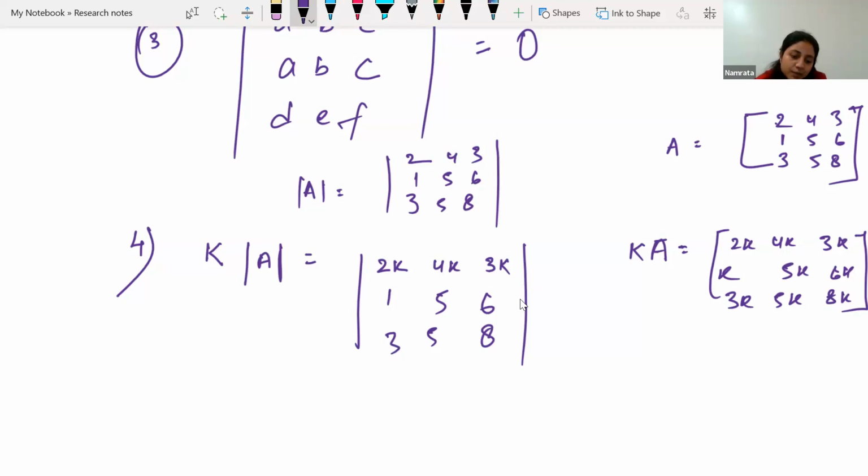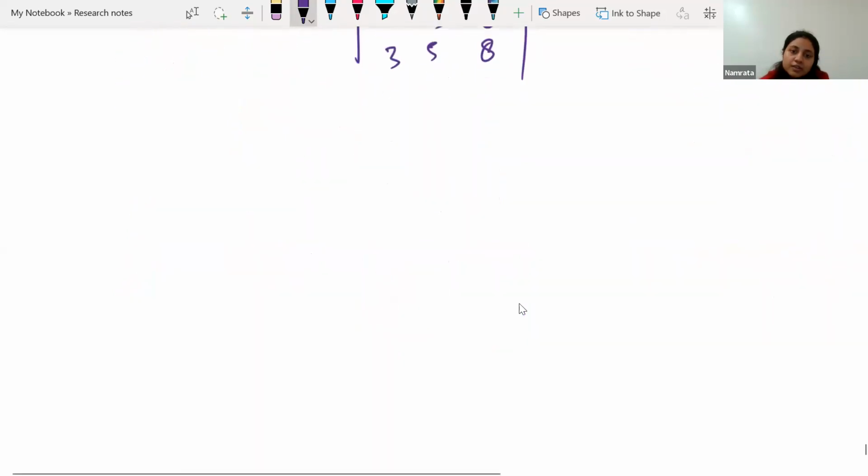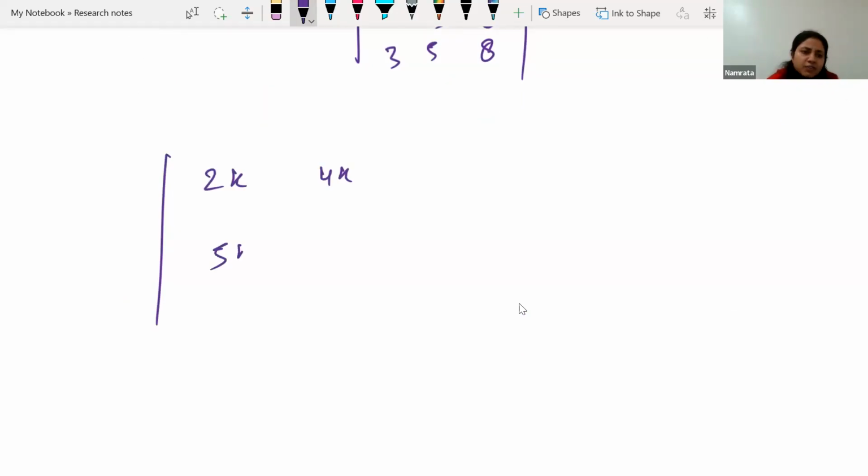let me take one example. Suppose we are having a determinant like this. Let's say 2k, 4k, here maybe 5k, and here maybe 8k. We are having a determinant like this. Then if you want to take k common, we can take out k common from the first row. Okay, the first row will become only 2, 4, and the second row 5k, 8k, like this.